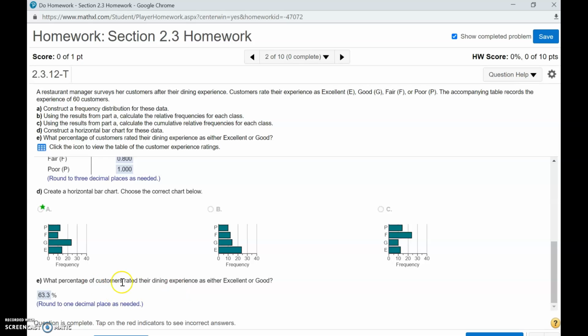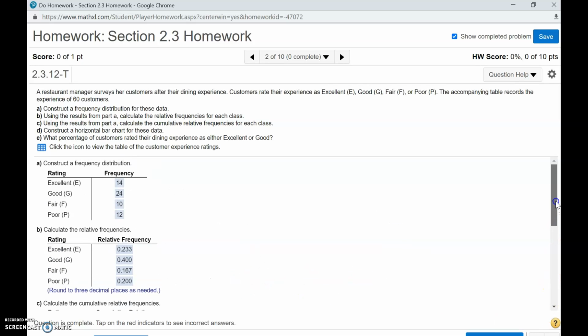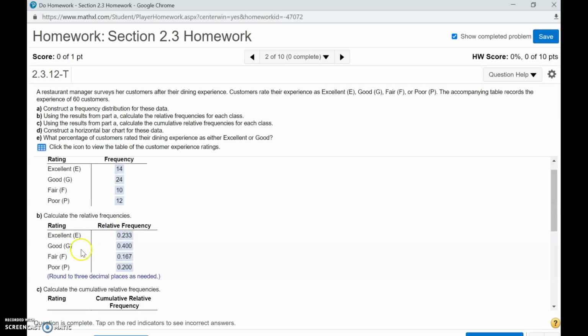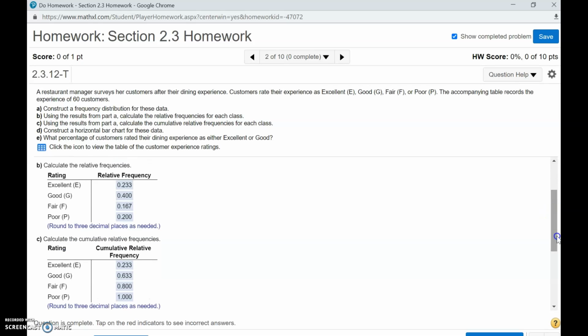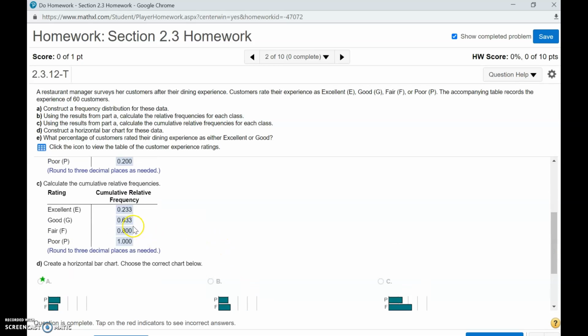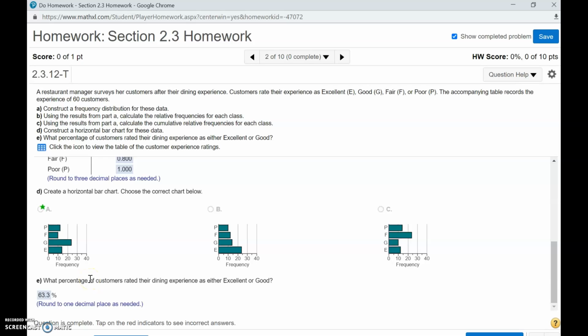Okay, the last part, what percentage of customers rated their dining experience as either excellent or good? Well, there's two ways you can work it. Since excellent or good are the first two classes, you could actually go to the cumulative relative, which would include excellent or good, and use that number. Or you could go, which is 0.633, change it to a percentage, which would be 63.3%. Or you can use the relative frequency and add the excellent or good. That would still give you the same answer, because cumulative frequency includes that class and the class below it. So that would tell you that 63.3% of customers rated their dining experience as either excellent or good.